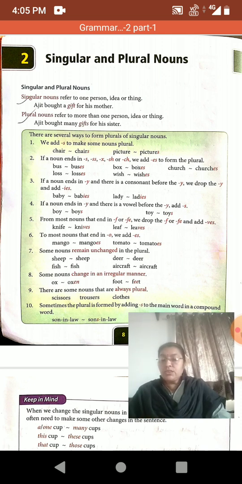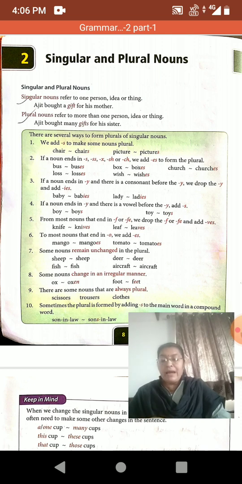Some nouns change in an irregular manner, so we have to learn these by heart. Ox, oxen. Foot, feet. Tooth, teeth. Tooth is the singular one; teeth means our full set of teeth. There are some nouns that are always plural: scissors, trousers, clothes.